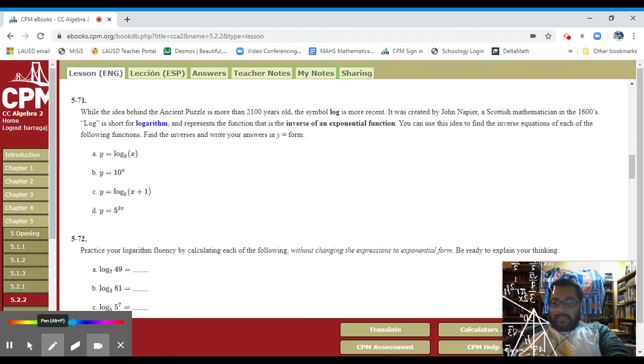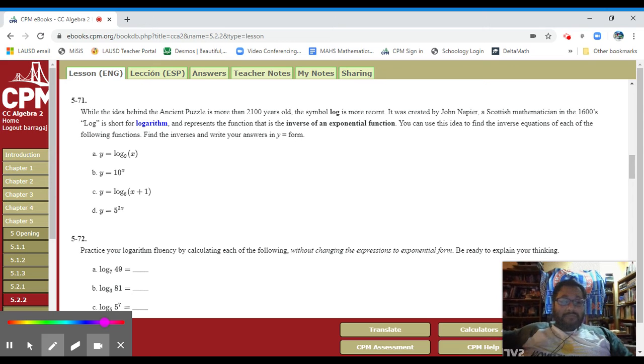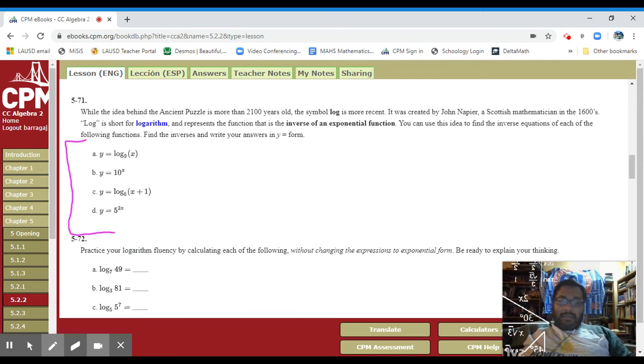So 571. They're saying, look back at the problem from the ancient puzzle. They use this symbol called log, and it was created by a mathematician named John Napier. Logarithm is the function we're studying here. It's the inverse of the exponential function. In this problem, they want you to take these five equations and rewrite the inverse. So how do you write the inverse of this?